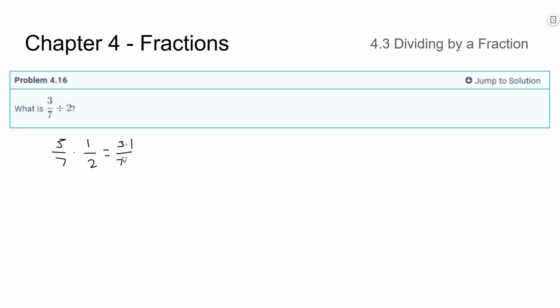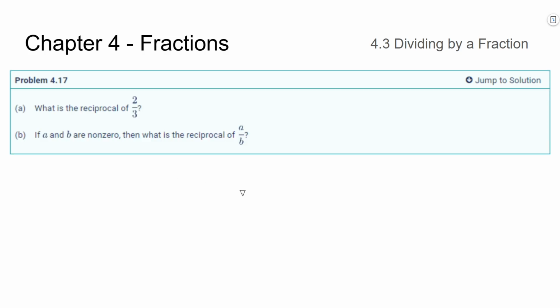over 7 times 2. I don't see any shortcuts here. We can't do 3 divided by 2 easily, or 1 divided by 7, or 3 divided by 7, or anything like that. So I think we're good to just say this is going to be 3 over 14. And then we're good.